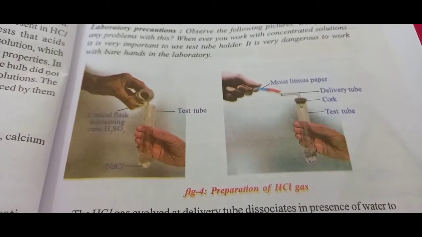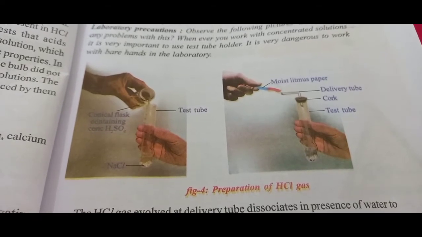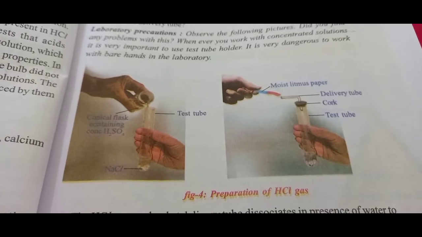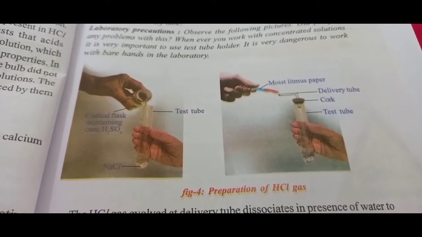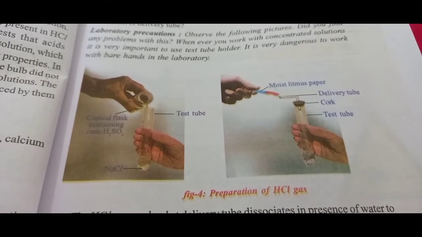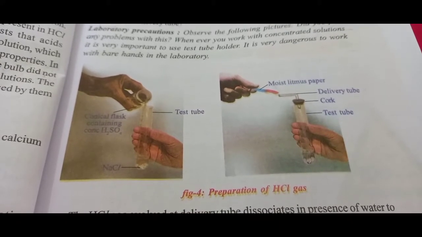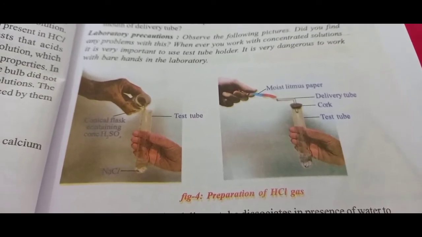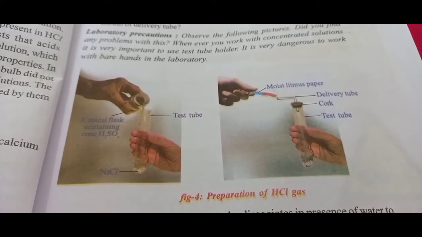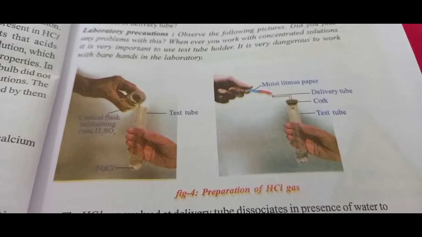Here, in one test tube he has taken NaCl, and in another test tube he has taken concentrated H2SO4. When we are performing any activity in the laboratory, remember children, we always need to be very careful. We should not do any activity with our bare hands. We must always hold with a test tube holder. When concentrated acids are taken in the test tube, we should hold them with a test tube holder.